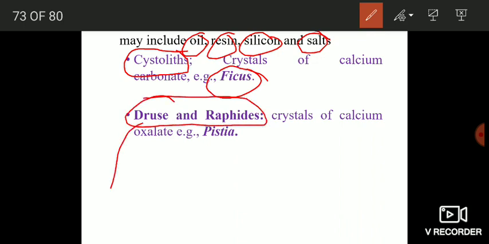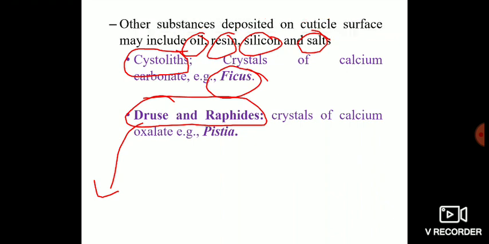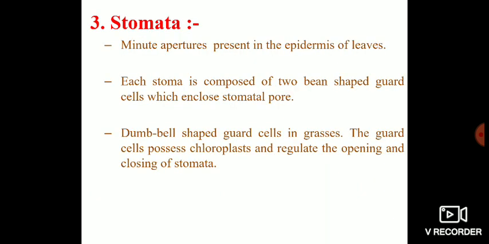You don't have to discuss what are druses and raphides. Simply, druses and raphides are the crystals which are made up of calcium oxalate. I will repeat this. Besides the wax which is deposited on the surface of cuticle, some other substances like oil, resin, silicone, and some salts are also deposited on the cuticle surface. And if the salts are made up of calcium carbonate, they are known as cystoliths. And if they are made up of calcium oxalate, they are specifically known as druses and raphides.